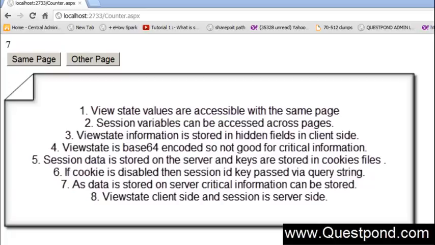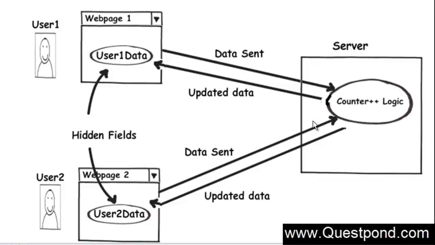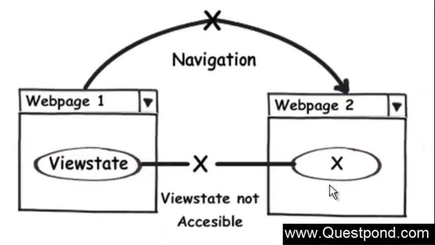So the first important point to note here is that when we use ViewState as a state management technique, the data gets stored inside the browser, in form of hidden fields, and this data is passed to and fro from the server to the client. And because the ViewState information is stored inside the hidden fields, when we navigate from one page to other page, the ViewState values are not accessible.